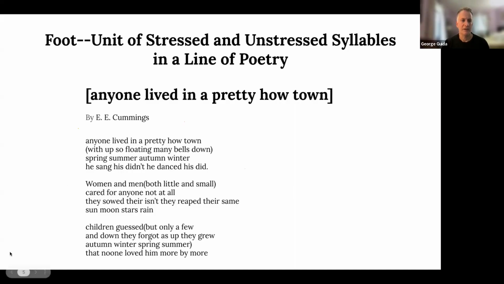Anyone lived in a pretty how town with up so floating many bells down, spring, summer, autumn, winter. He sang his didn't, he danced his did. Women and men, both little and small, cared for anyone not at all. They sowed their isn't, they reaped their same, sun, moon, stars, rain. Children guessed, but only a few, and down they forgot, as up they grew. Autumn, winter, spring, summer, that no one loved him more by more. And the poem goes on.